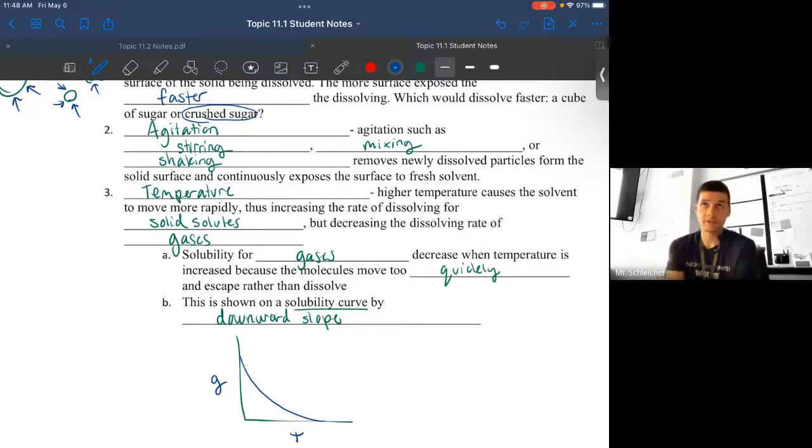Any questions, y'all, on rates of dissolution? You can dissolve things faster by increasing the temperature, agitating it, or crushing it up and making the surface area more. All right, I'm going to stop the recording here, and this is the end of the topic 11.1 notes.